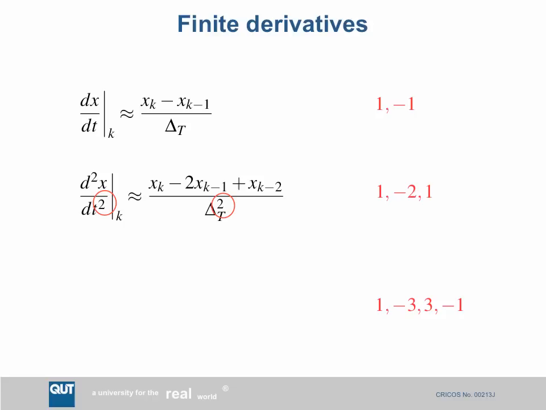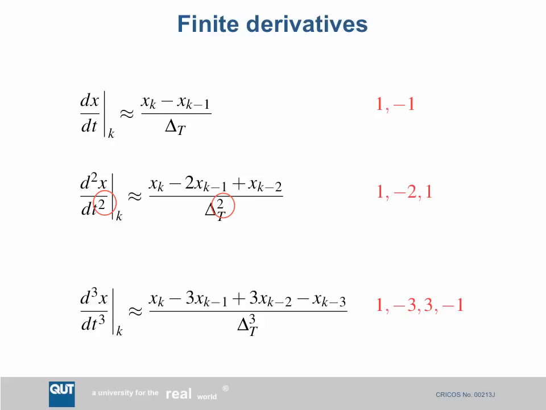Also note that for the first derivative, the denominator is delta t. For the second derivative, the denominator is delta t squared. And so my hypothesis is that the third derivative would look something like this. Got delta t cubed in the denominator, and the numerator has coefficients given by what's written over to the side in red. So anybody know what this famous sequence is?